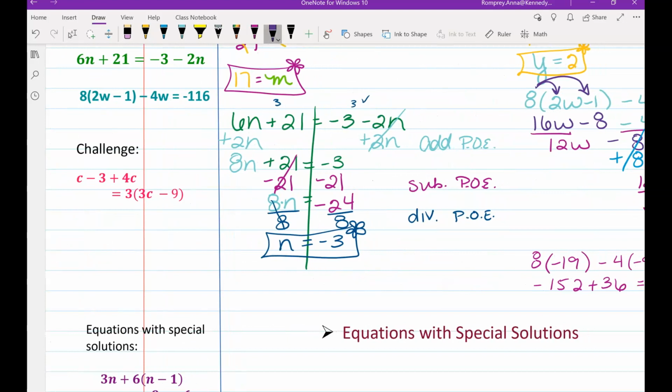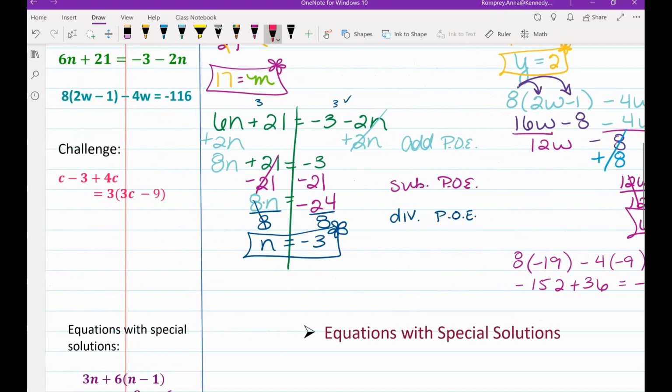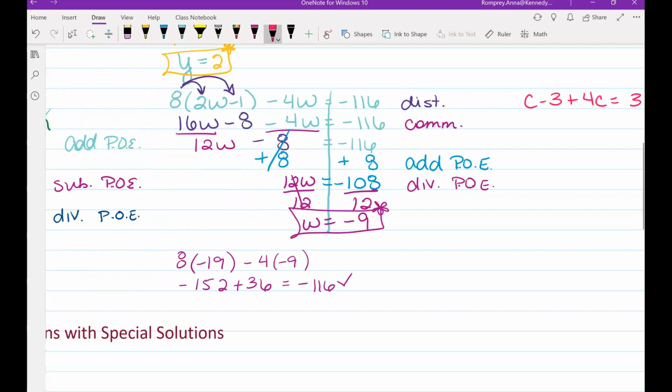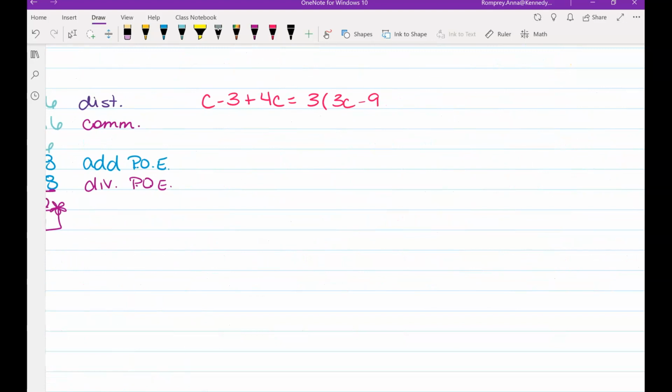All right. So if you want another one, let's go ahead and look at this challenge problem. c minus 3 plus 4c equals 3 times the quantity, I believe that said 3c minus 9. Let me go back and check. 3c minus 9, yes. Okay, perfect. All right. Clock going on. That was not much better.